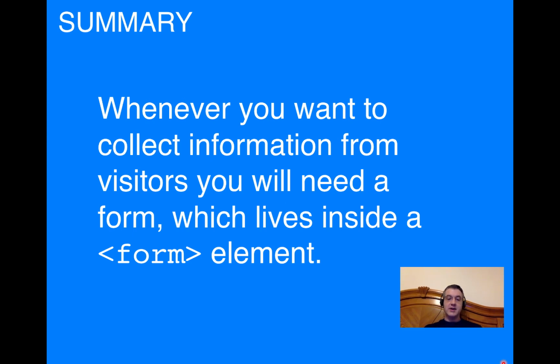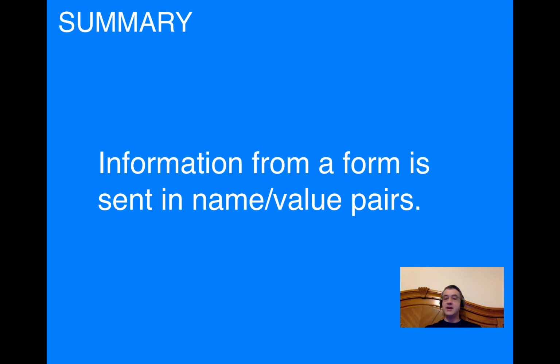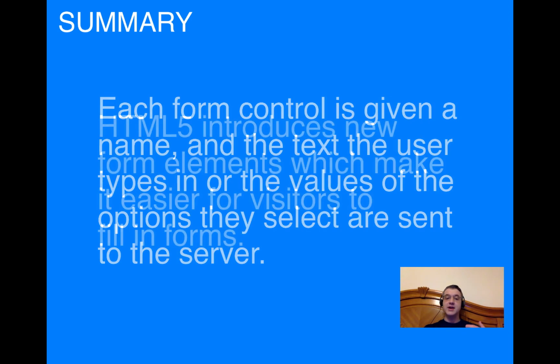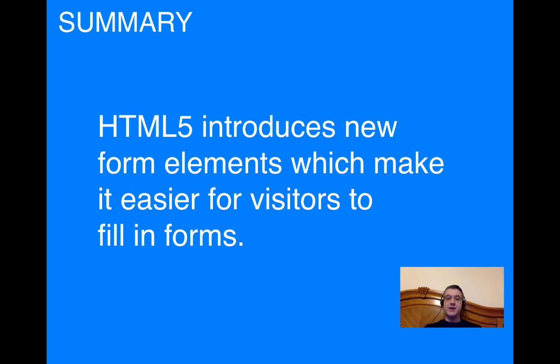So, all right, let's wrap it up here, guys. This has been a long one. Whenever you want to collect information, form is where you go, right? It collects information in name value pairs always, so you always want to have a name attribute on all of your input fields. Each one is given a name, and the text the user types in is tied with that name, and all that stuff is rolled up and sent to the server to whatever action you're going to set that form up to submit to, whatever URL it's going to submit to, either through a GET or a POST, and it's going to have a method with that as well.